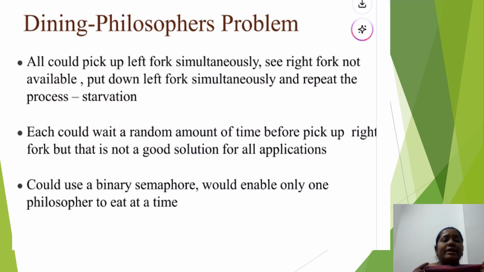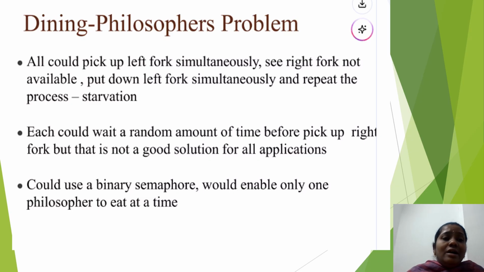Whenever we go for the dining philosophers problem, the left fork is picked up while the right fork is not available, and the process repeats. This situation is called starvation. To release the deadlock condition, each philosopher could wait a random amount of time before picking up the right fork, and this is a good solution for all applications. Primarily, when we use the dining philosophers problem, we must use only a binary semaphore that enables one philosopher to eat at a time.